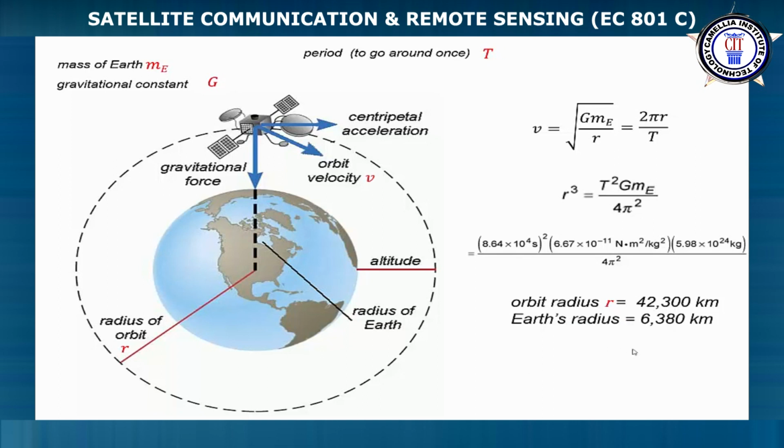As we know, Earth's radius is 6,380 km. So the altitude of the geostationary satellite should be about 35,900 km, that is nearly 36,000 km.